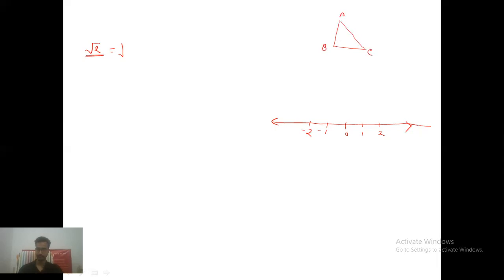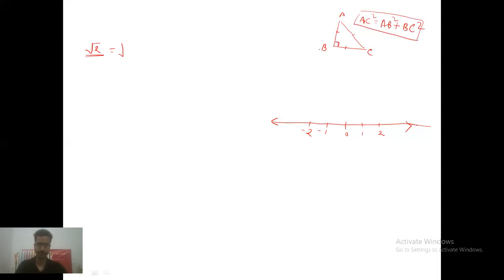Suppose this is a triangle, right angle at B. So this is the perpendicular, this is the base, and this is the hypotenuse. So Pythagoras theorem says that hypotenuse square equals perpendicular square plus base square. This is the Pythagoras theorem, and this can be applied only on the right angle triangle. Right? What is the right angle triangle? A triangle whose one angle is 90 degrees is called a right angle triangle.